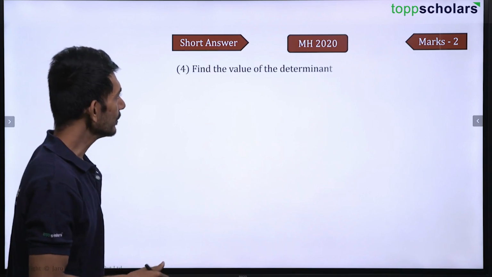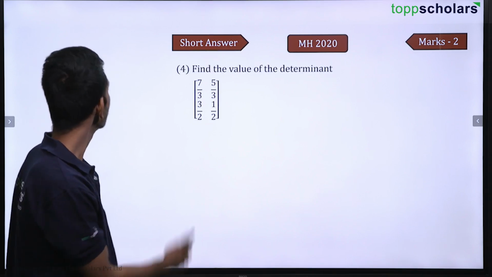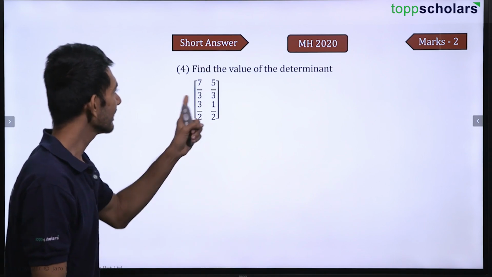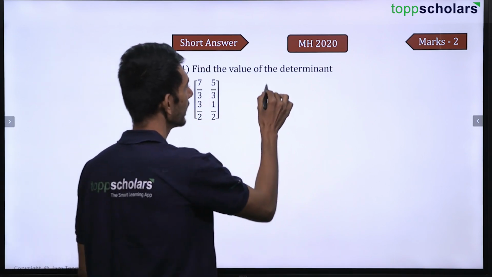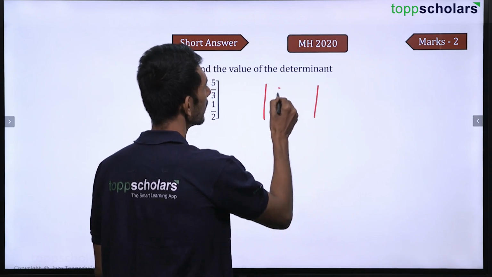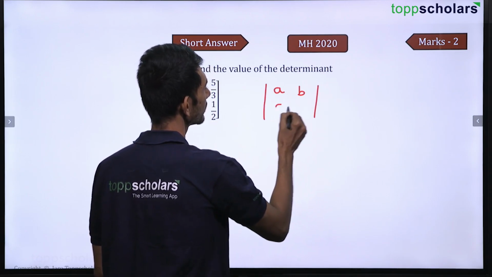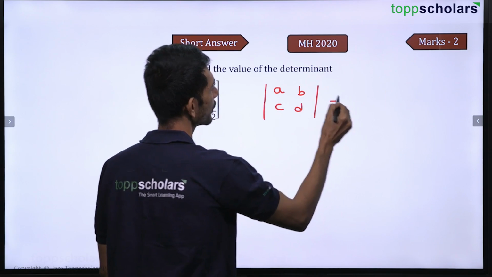Okay, let's continue. Now find the value of the determinant. Very simple question, isn't it? 7 by 3, 5 by 3, 3 by 2, 1 by 2. How do we find out the value of the determinant? I'll just give you a simple explanation for this. Obviously, I've already studied this, still I'm giving you a quick recap.